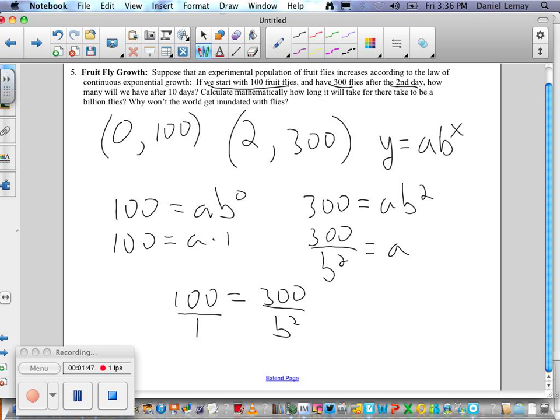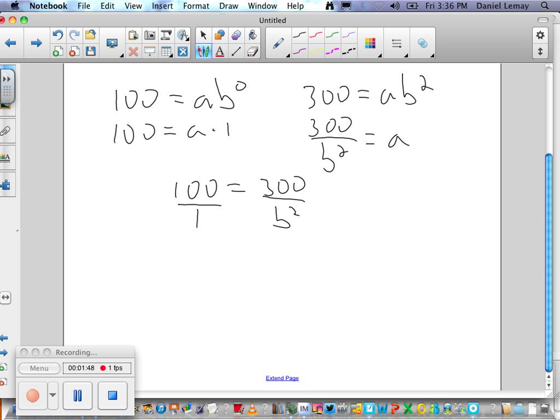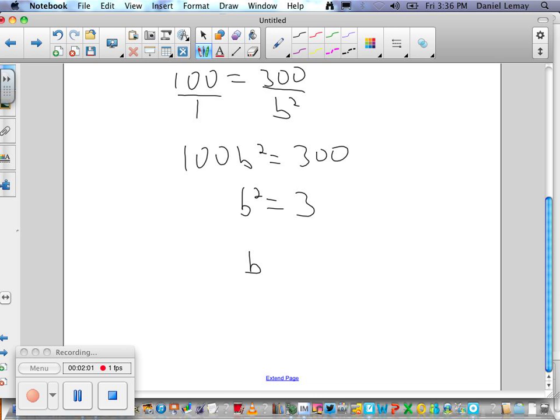And I can write this as 100 over 1. Then I'm going to find the cross products. So 100 times b squared has to equal 300 times 1. I'm going to divide both sides of this equation by 100. Then I'm going to take the square root, and I don't want the negative square root. I'm going to deal with the positive square root. You can express this as a decimal or just using that radical form. I'm going to leave it in radical form.